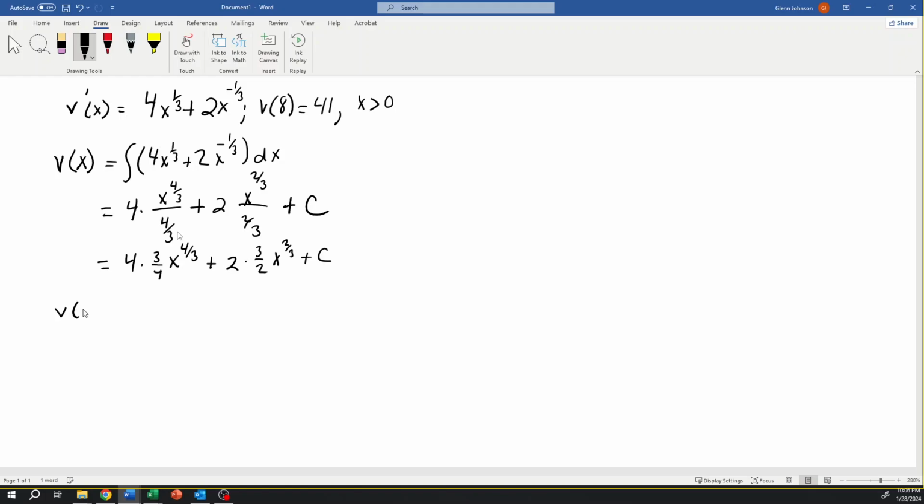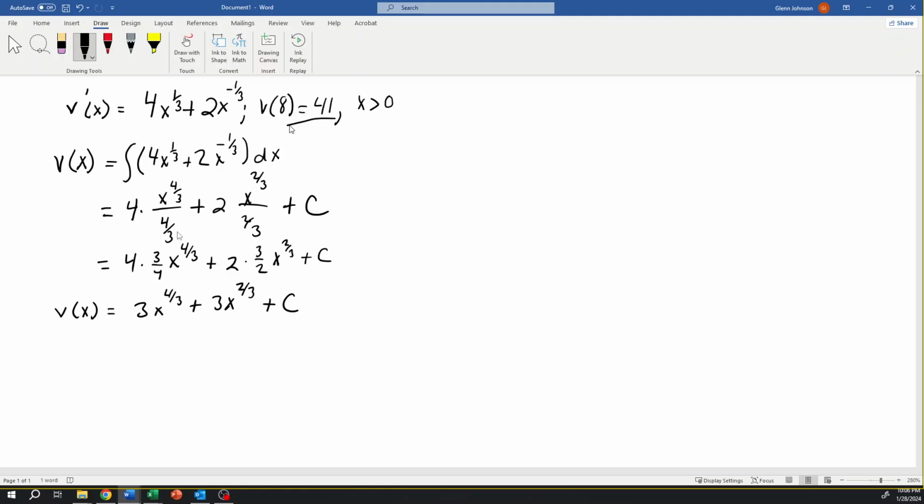So our general solution gives us 3 times x to the 4/3 power plus 3 times x to the 2/3 power plus c. Now, this is our general antiderivative, but we want to find the specific function that meets the initial condition. So in this case, we're given that v of 8 is equal to 41.